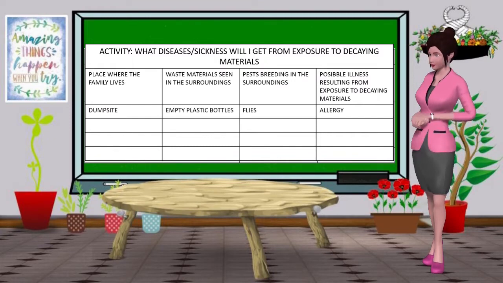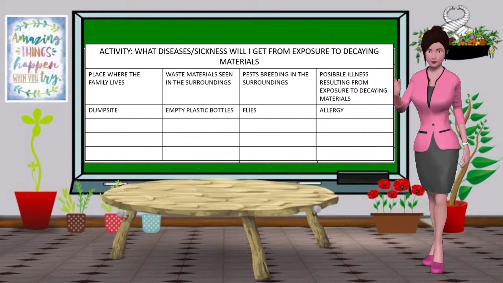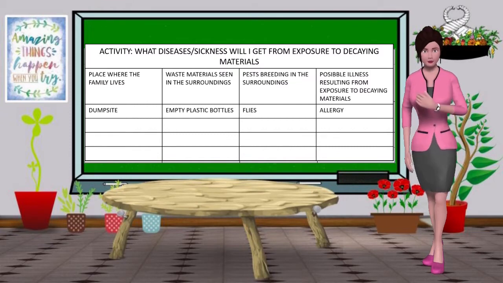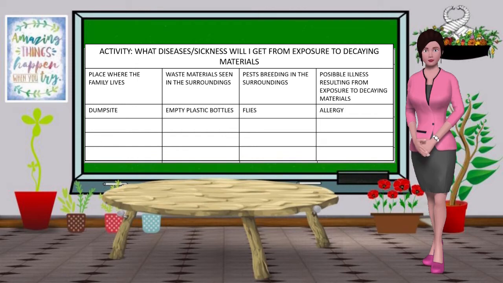Yes, you are right, Ellie, because they like dark and damp places. They like dirt. Then, in the fourth column, write the possible illness the people could acquire living in those places where they are exposed to decaying materials.